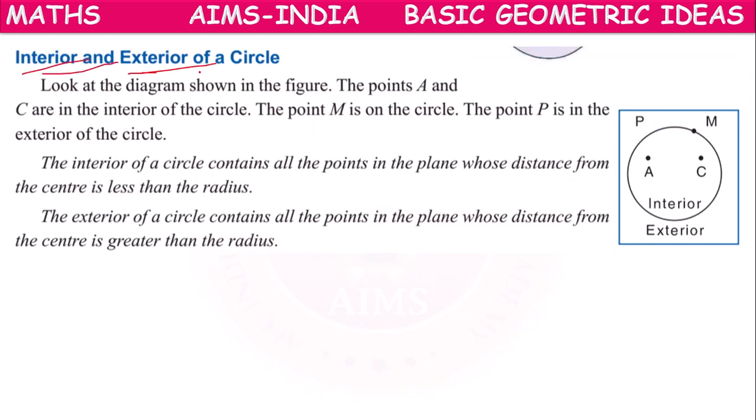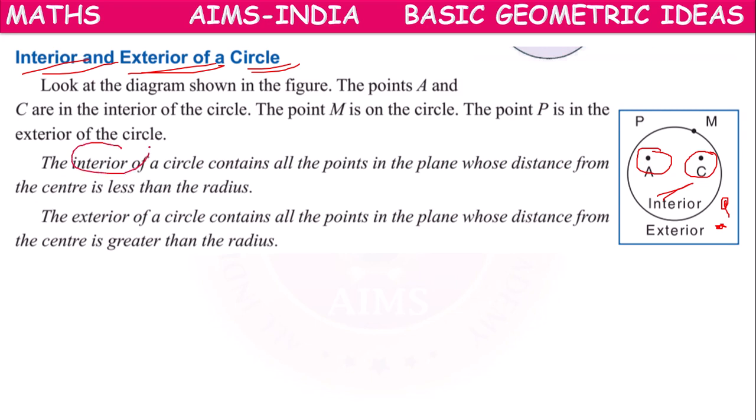Next, interior and exterior of a circle. The points which lie inside the circle are called the interior of the circle. Points which lie outside the circle are called the exterior part of the circle. Points which lie on the circle are called the boundary.